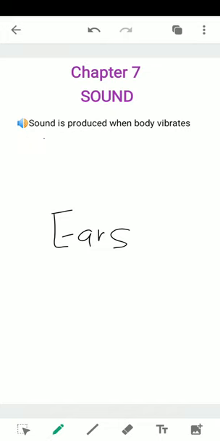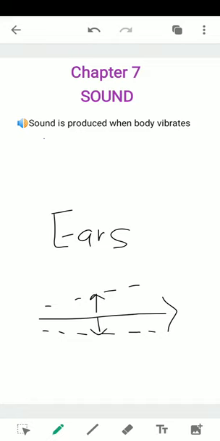Let me give you an example. Suppose you have a rubber band and you start vibrating it. One end is in your mouth and one end you are just holding with your hand. If you start vibrating it, it will keep on moving from this position to this position. In this way, you will be able to hear certain sounds being generated. This sound is because of vibration of the rubber band. So this illustration is enough to say that sound is produced when a body vibrates.